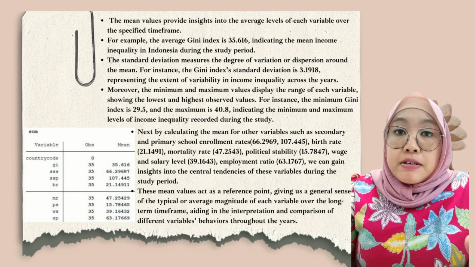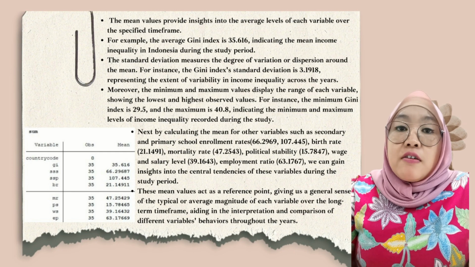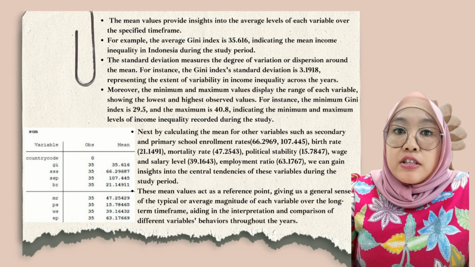Moreover, the minimum and maximum values display the range of each variable, showing the lowest and highest observed value. For instance, the minimum Gini index is 29.5 and the maximum is 40.8, indicating the minimum and maximum level of income inequality recorded during the study.